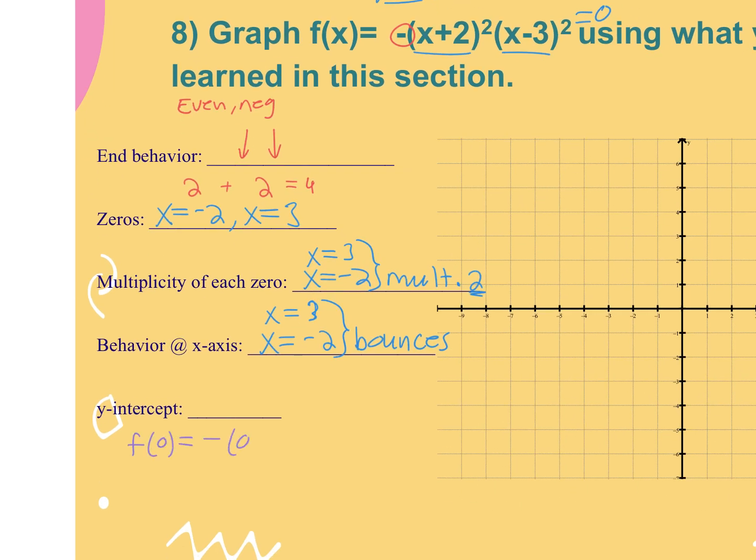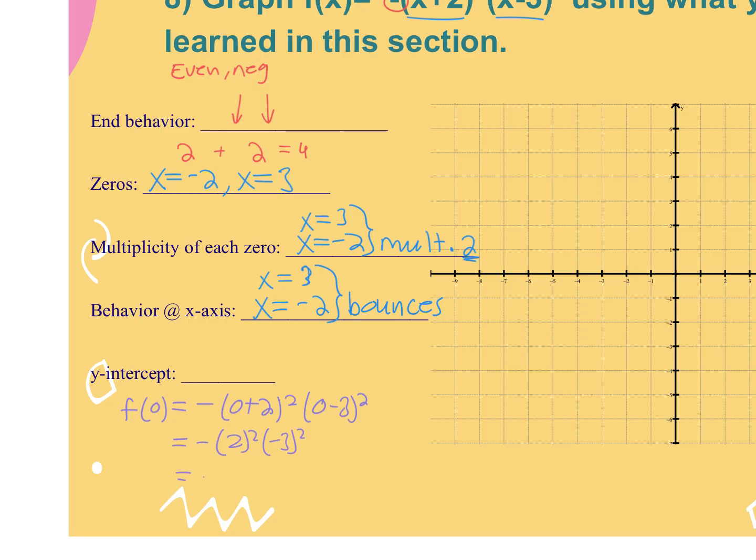Lastly, we're going to find the y-intercept, again, just plugging in 0, so f of 0 is going to get you negative 0 plus 2 squared times 0 minus 3 squared, which is going to get you negative 2 squared times negative 3 squared, which is negative 4 times 9, which is negative 36. All right, that means my y-intercept is 0, negative 36.